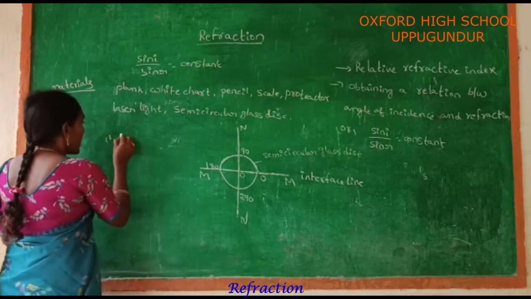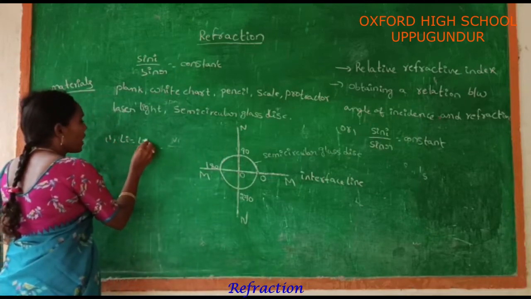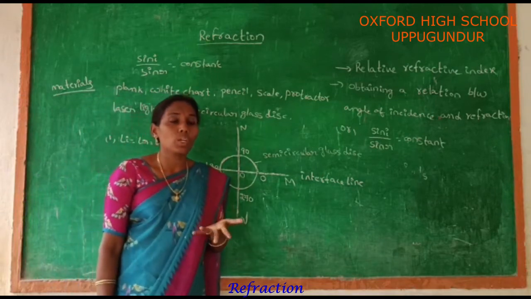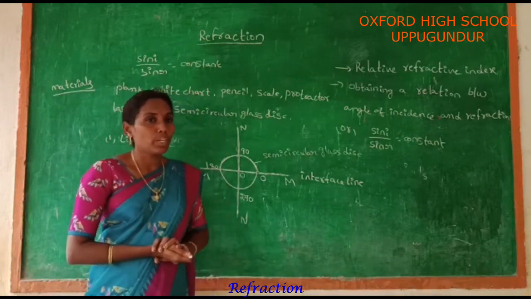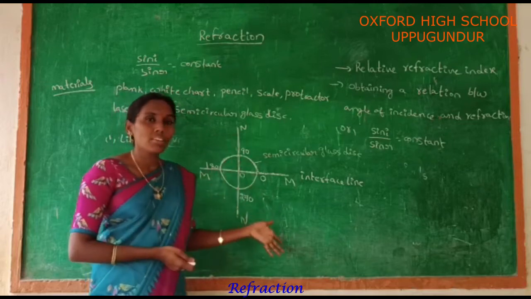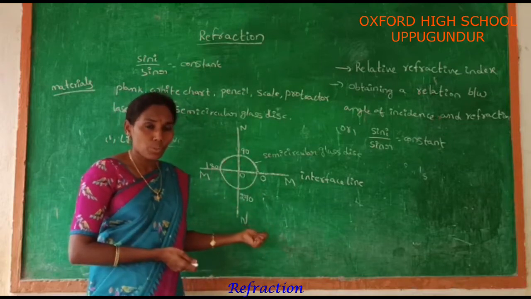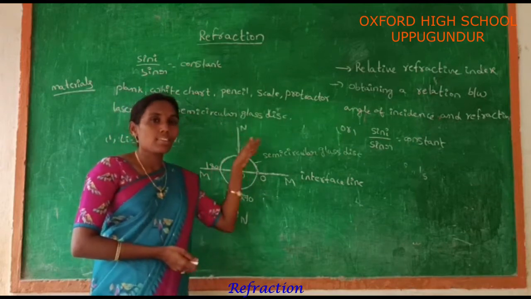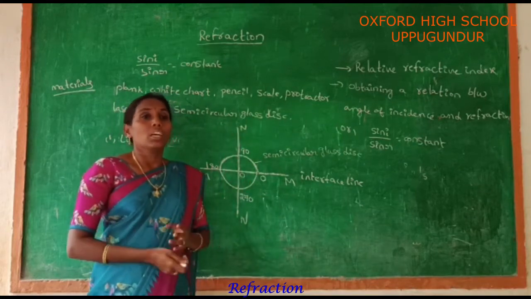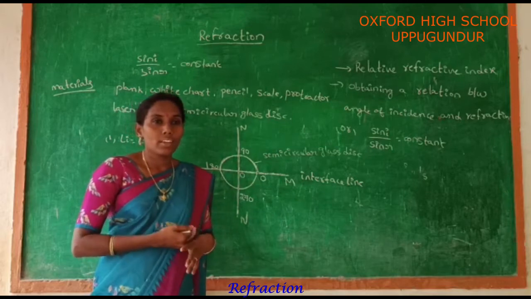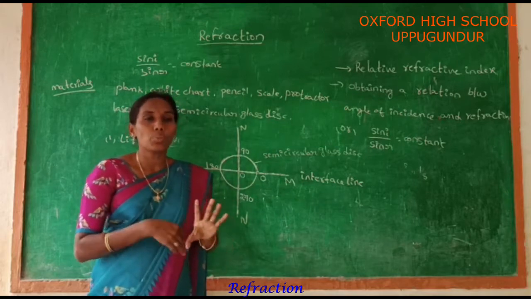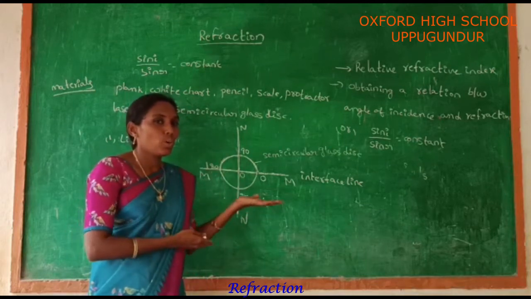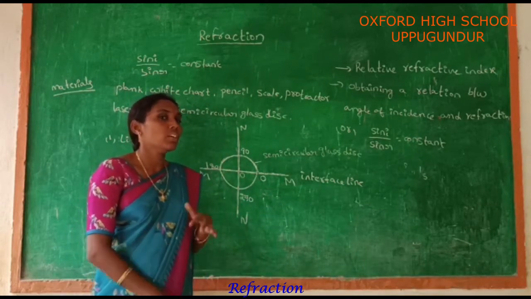In this case, the angle of incidence is equal to the angle of refraction, which is equal to 0. Why is the angle of incidence or angle of refraction equal to 0 in this case? When the light ray passes along the normal, the normal acts as the incident ray and, at the same time, as the refracted ray. That's why the angle of incidence is 0 and the angle of refraction is 0.